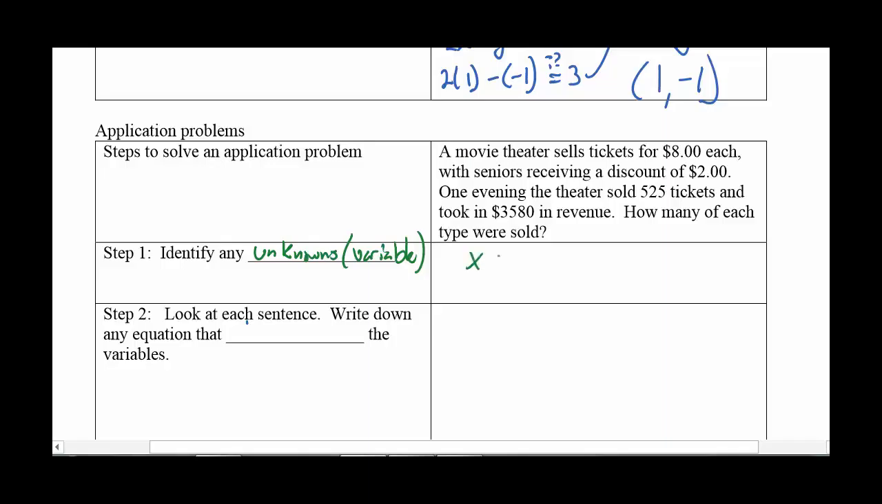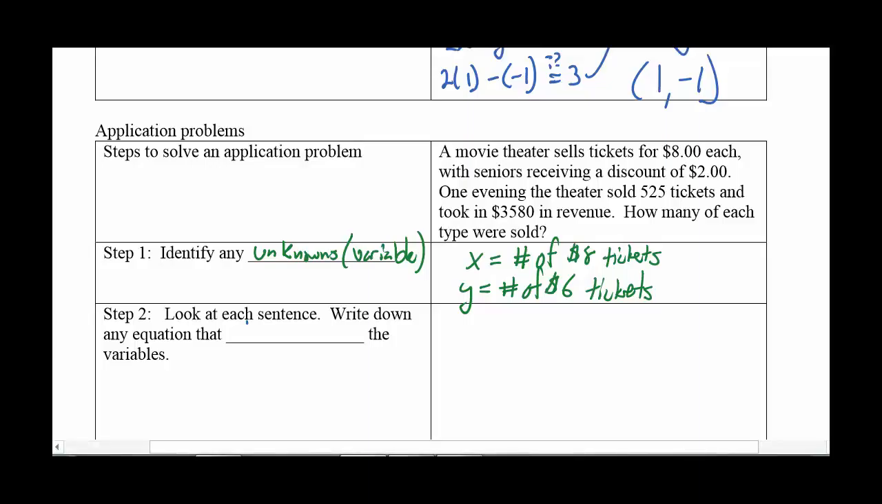So we'll say that x is the number of $8 tickets, and y is going to be the number of $6 tickets. Number of people who pay full price versus number of people who pay discounts.